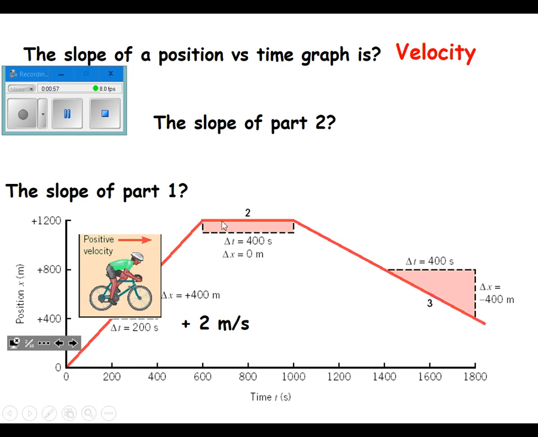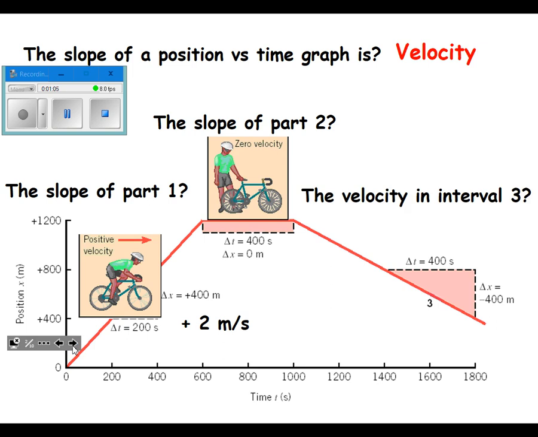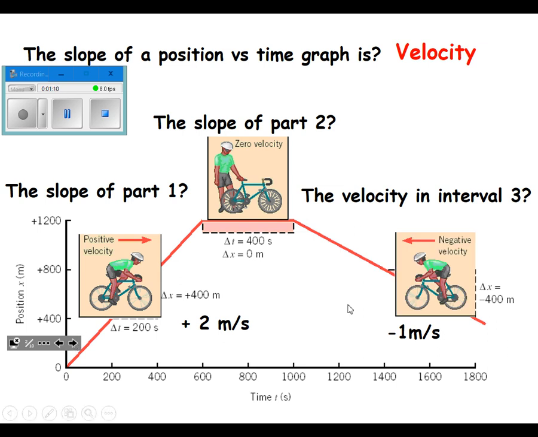And then the slope of part 2 is a horizontally flat line. So that is 0. So we are stopped. Poor guy got a flat tire or something. And then the slope of 3 is the change in y divided by the change in x, which is going to be a negative value. It's a negative slope. And that means they've turned around and are heading back to their original position, changing directions. That's why it's going back to the origin. And the slope of this line is constant, so they are on cruise control while they're doing it.